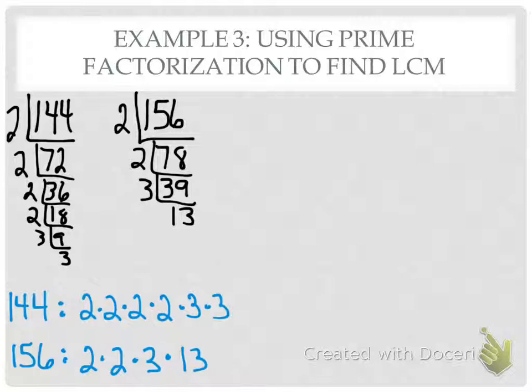Okay, check your prime factorization. Does it match mine? Yeah. 4 2s and 2 3s for 144, and 2 2s, a 3, and a 13 for 156. Now what do I do?